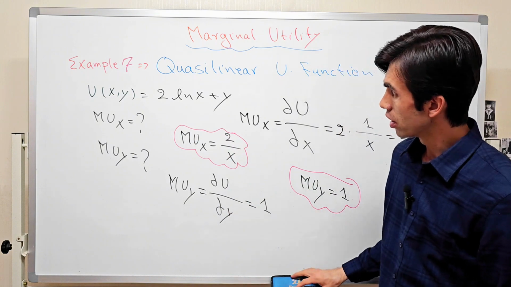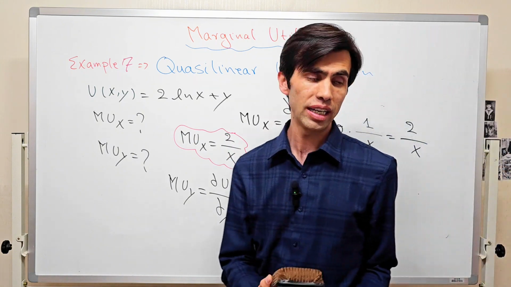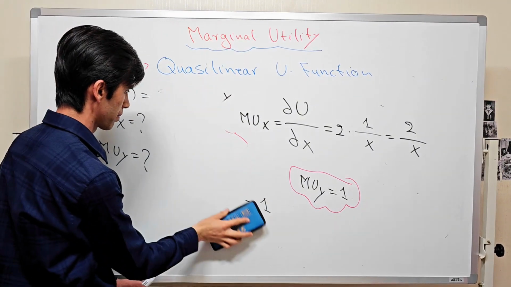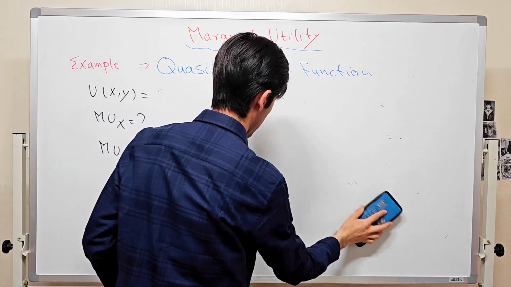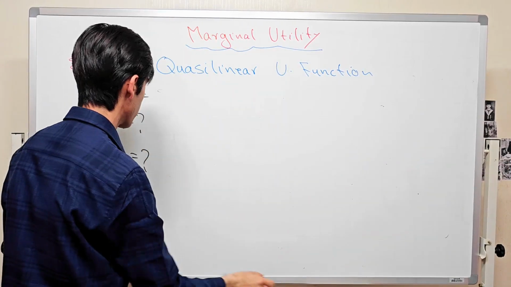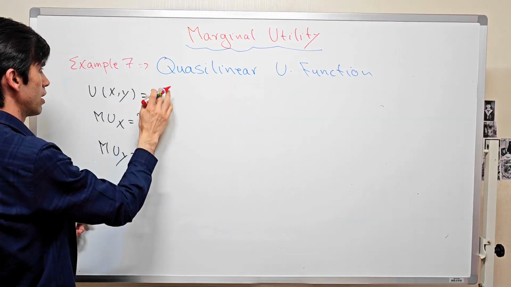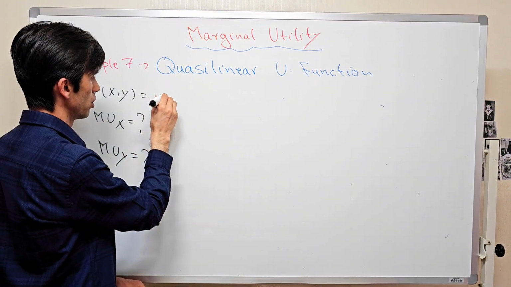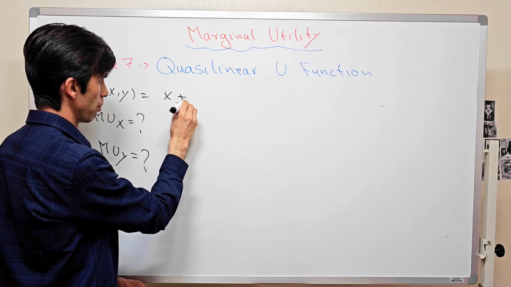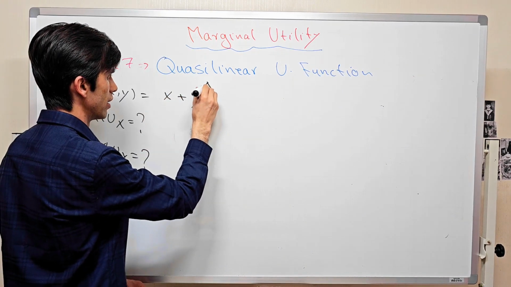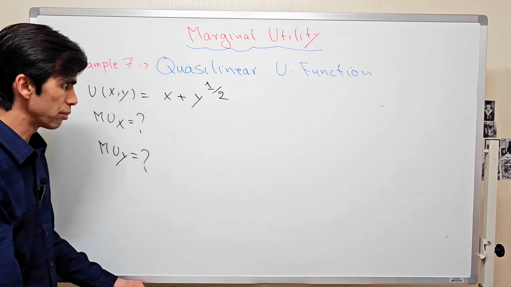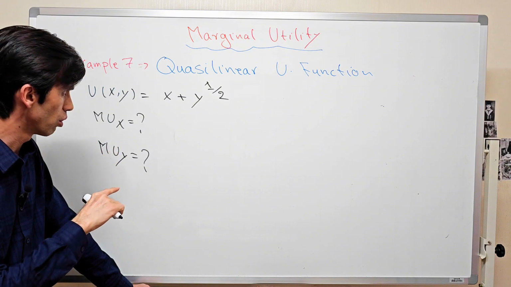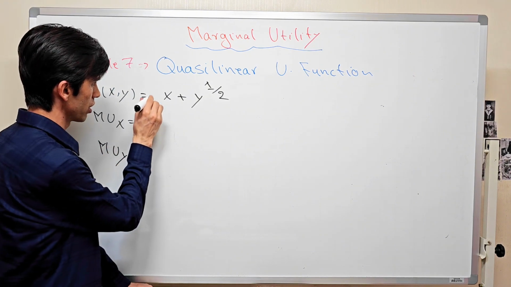So now let's solve another question for the quasi-linear utility function. Example number 7. In example number 7, our utility u of x, y is equal to, for example, x plus y to the power of 1 over 2. But this time, this utility function is linear in x, but non-linear in y. So let's have some other coefficients also.